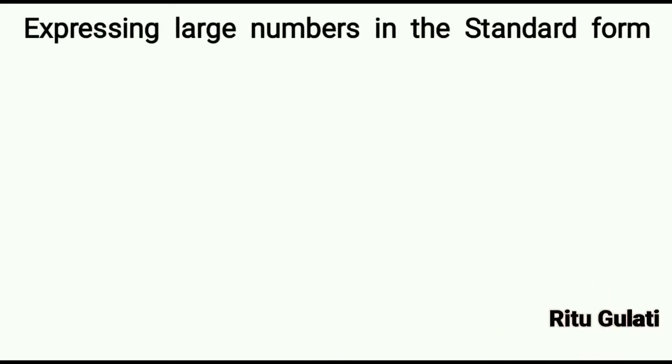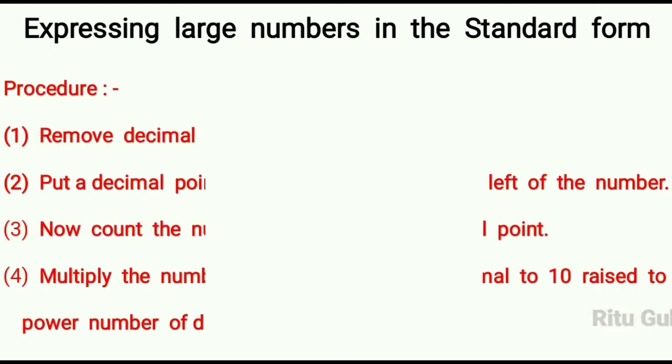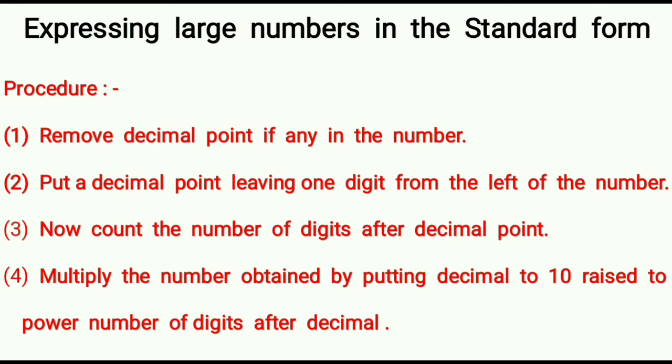Expression of large numbers in the standard form. For it, the procedure is number 1, remove decimal point if any in the number. Number 2, put a decimal point leaving one digit from the left of the number. Number 3, now count the number of digits after decimal point. Number 4, multiply the number obtained by putting decimal to 10 raised to power number of digits after decimal.